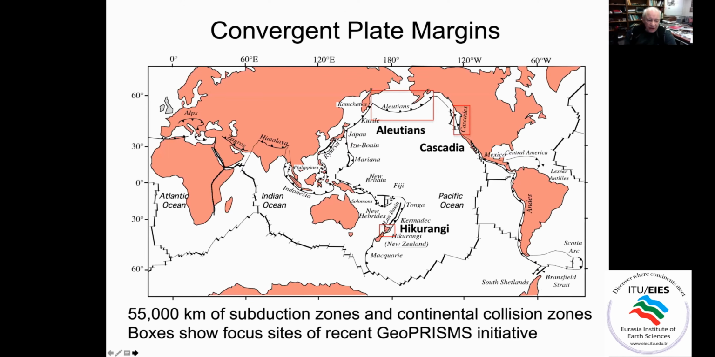So there's 55,000 kilometers of subduction zones and continental collision zones. A recent initiative in the United States was called GeoPRISMS, and they focused on different areas in the Aleutians, in the Cascades of Western North America, and in Northern New Zealand.